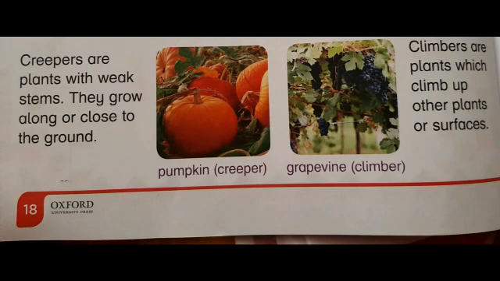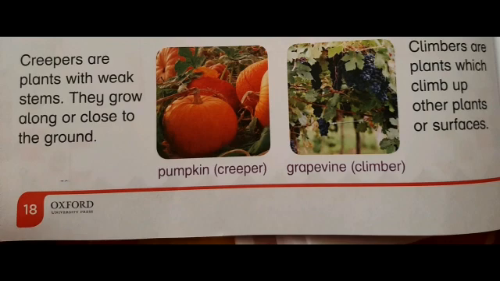Now again look at your books on the same page number 18. Creepers are plants with weak stems. They grow along or close to the ground. So, what are creepers? Plants with weak stems that cannot stand upright and that's why spread on the ground are creepers. For example, pumpkin, watermelon, sweet potato, etc.